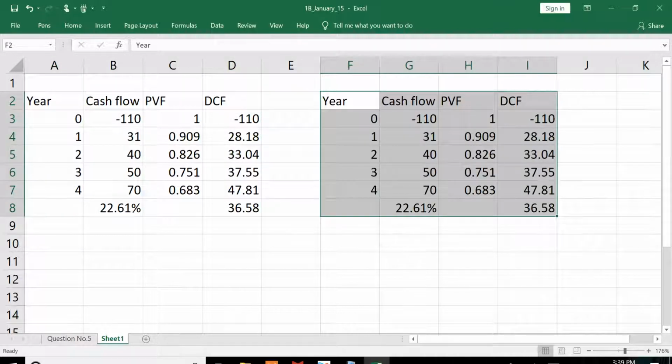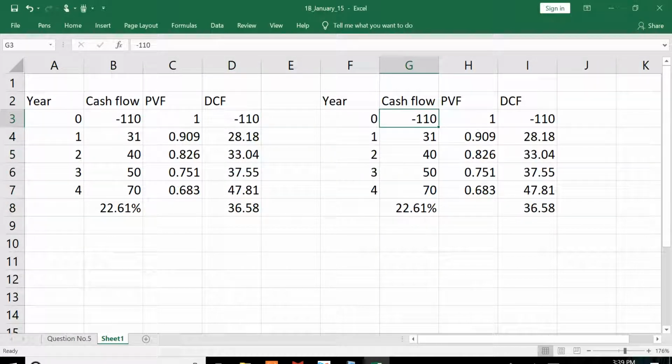We have the other project. What were the cash flows for the other project? First year 110, 71, 40, 40, 20. Okay. Now if you see, this has the better NPV and this has the better IRR. This leads to a conflict.